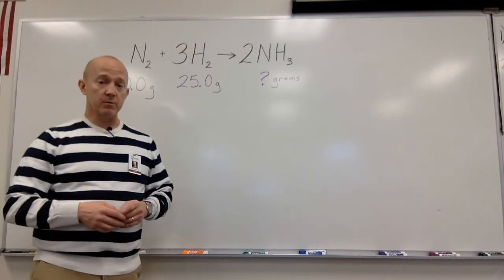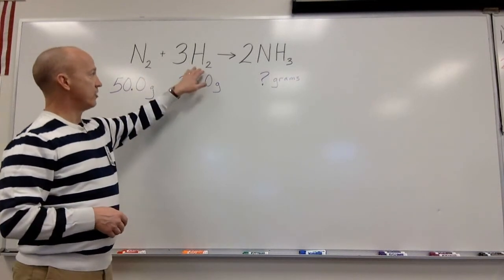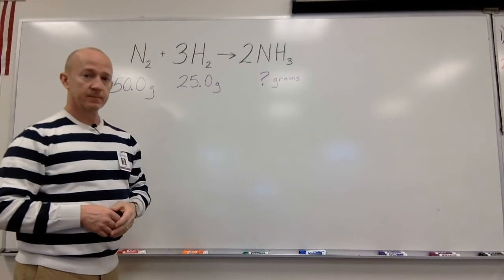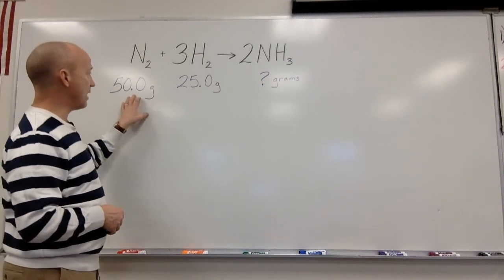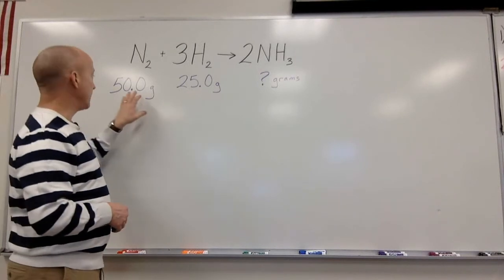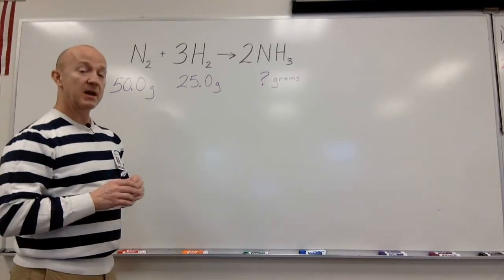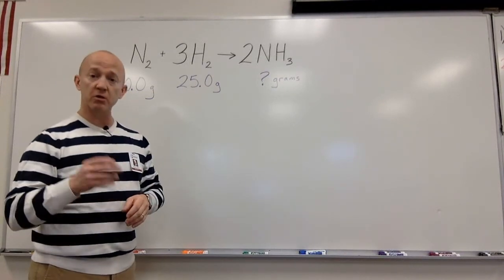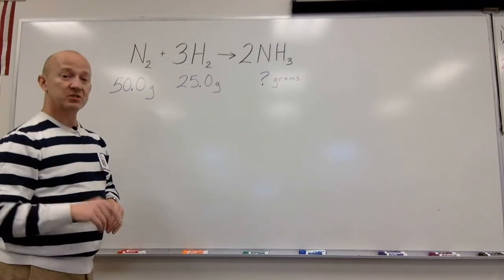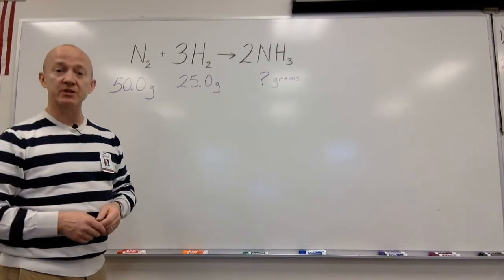Here's your homework problem. Let's say you have this reaction. The reaction of nitrogen with hydrogen to produce ammonia. I've already balanced the equation for you, and I've given you amounts of these reactants. We have 50 grams of nitrogen and 25 grams of hydrogen. Based on those conditions, tell me how many grams of ammonia you could theoretically produce. Also tell me which one of these is the limiting reactant. You can put your answers in the LMS.